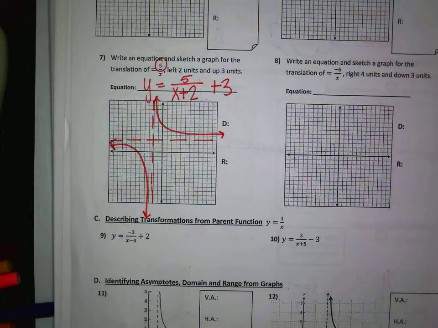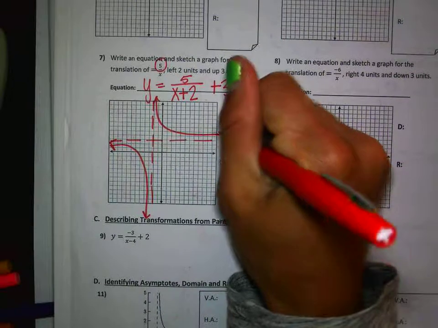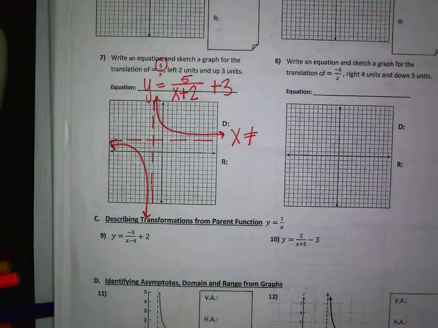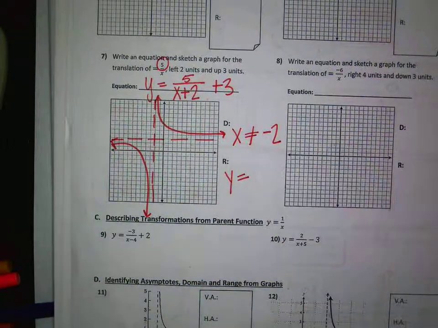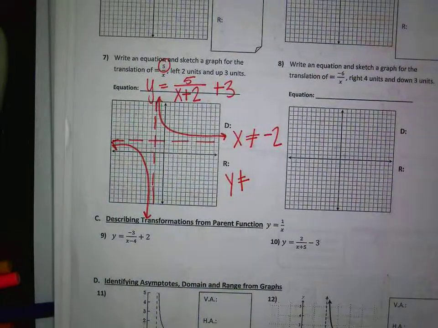For the domain on this one, what is the only x value I am not using? -2. What is the only y value I'm not using? 3.